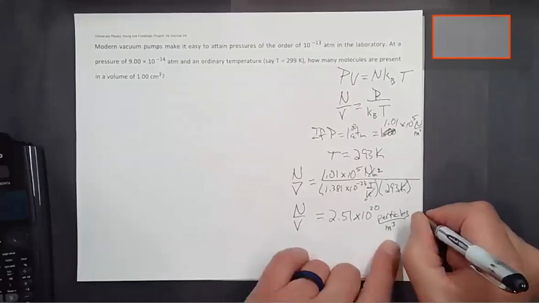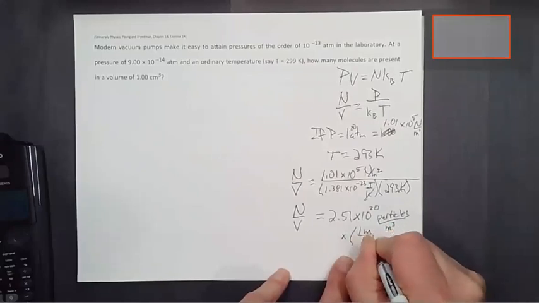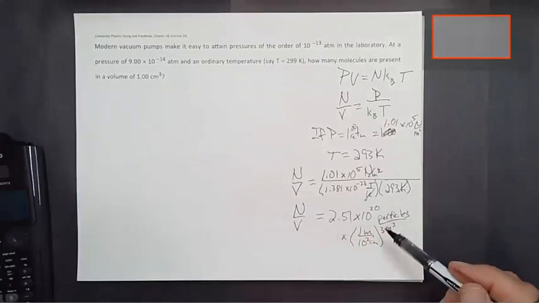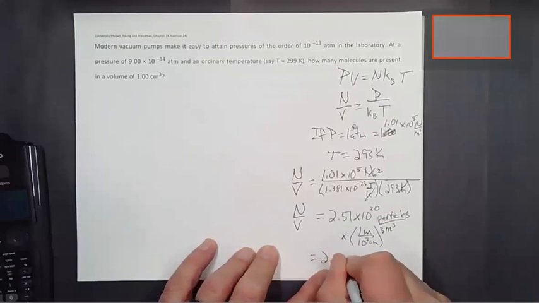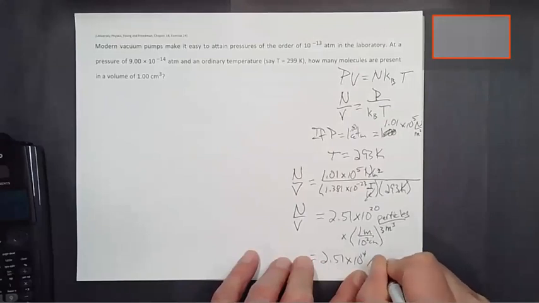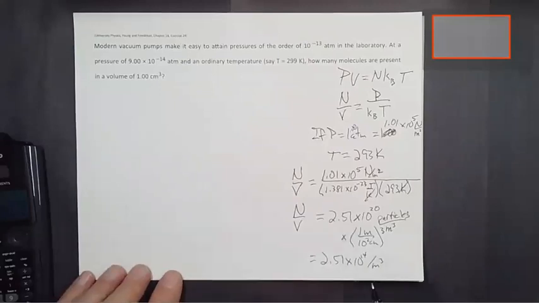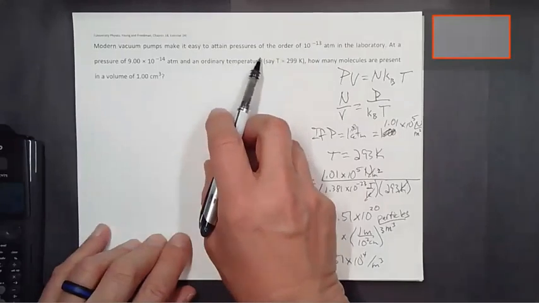but it's asking about a volume of 1.00 centimeters cubed. Well, if I multiply that by 1 meter over 10 squared centimeters, and then cube that, I'll be dividing this thing by 10 to the 6th. I'll get 2.51 times 10 to the 14th per cubic centimeter. So, only that many. But a cubic centimeter is about the volume of the tip of your little finger. So not much. Anyway, let's go back to the problem here and figure that out.